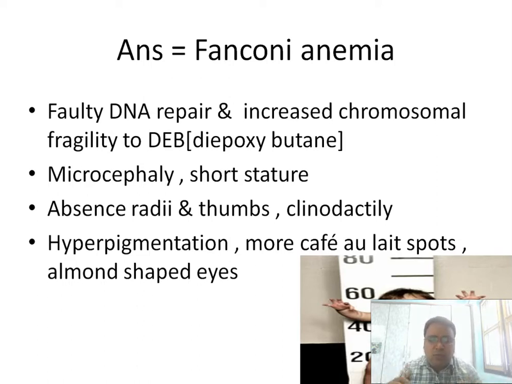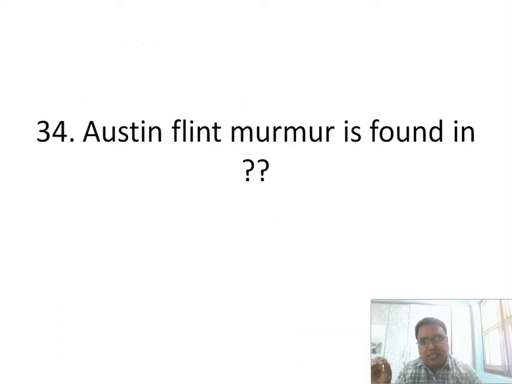So likewise, we have to differentiate, and we have to know this is one of the bone marrow failure syndromes. Microcephaly, short stature, absent radius, thumb abnormality, extensive capillary spots, and hyperpigmentation with features of pancytopenia: one thing should come to our mind, that is Fanconi anemia. Next, Austin Flint murmur is found in which case?